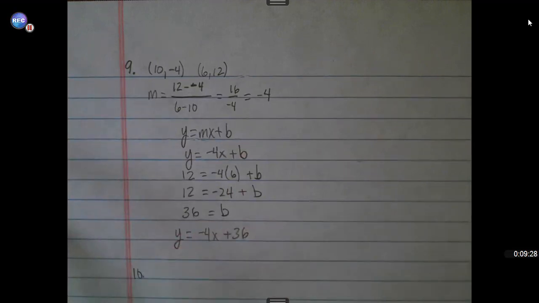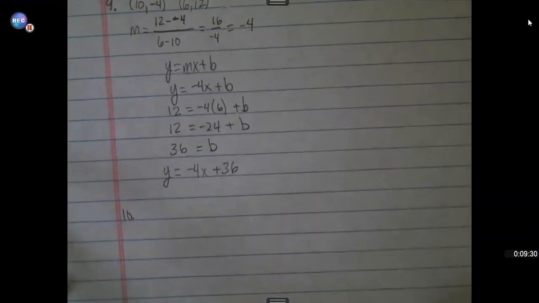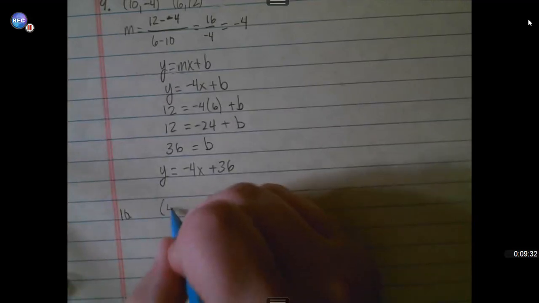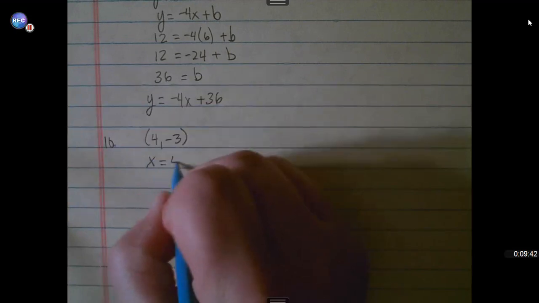Okay, number 10. What is the equation of the vertical line that passes through the point (4, -3)? So remember, vertical lines are x equals lines. And so all we have to do is write what x equals. X equals 4. That would be the equation of the vertical line that passes through that point.